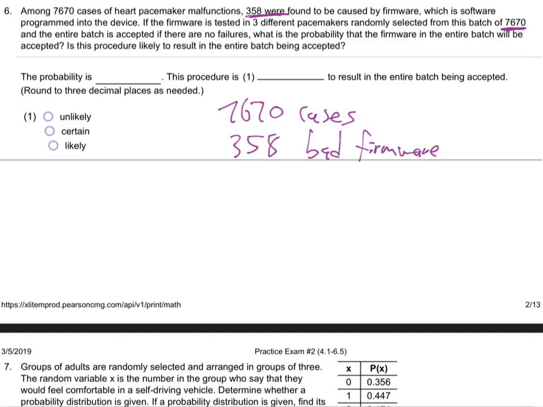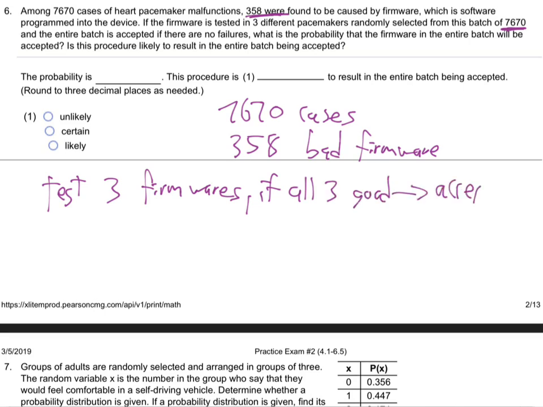So anyway, if the firmware is tested, what do they do? They test 3 firmwares. If all 3 are good, they accept the whole batch. That's what it says, right? The entire batch is accepted if there's no failures from 3. So basically, that's their game plan.